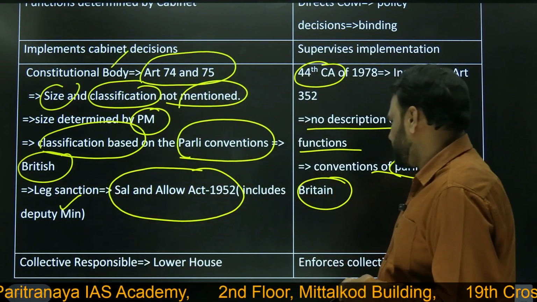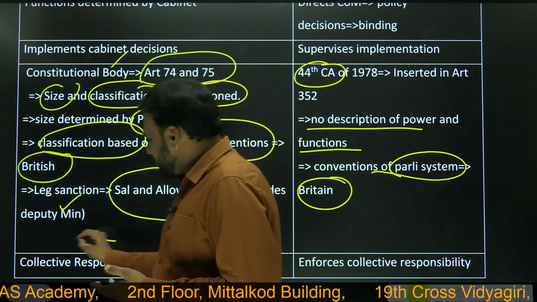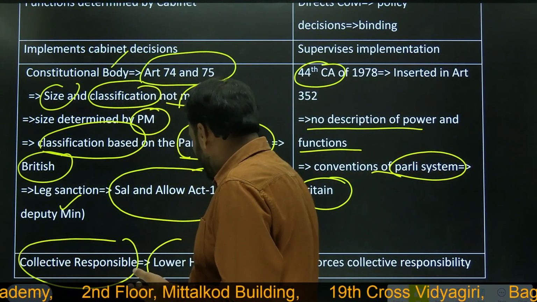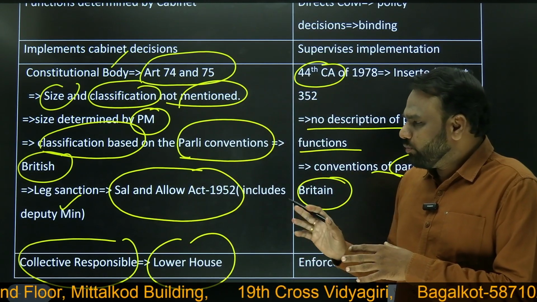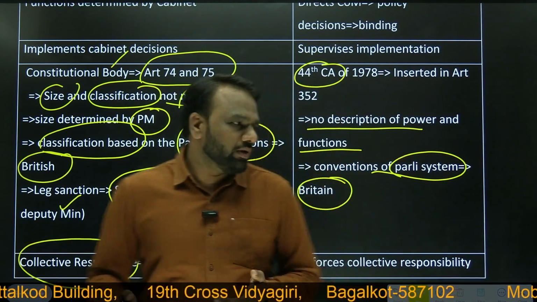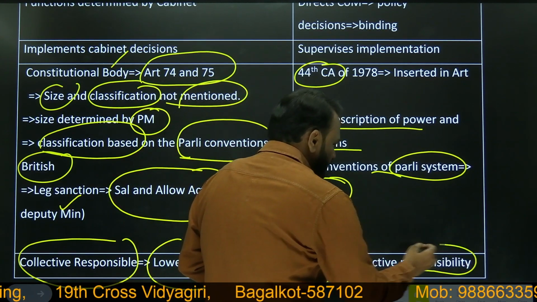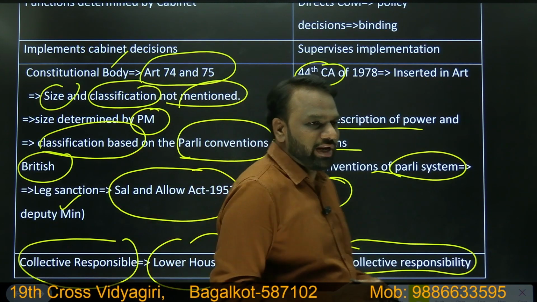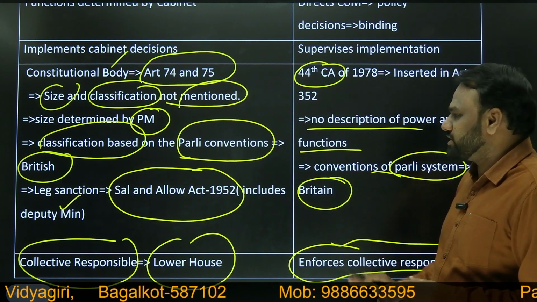Next, we have seen that the council of ministers is collectively responsible to the lower house, that is Lok Sabha. Okay, Lok Sabha. So Lok Sabha can remove the council of ministers if they are not functioning properly according to the wishes of Lok Sabha. Next, it enforces collective responsibility. The cabinet enforces collective responsibility by ensuring that all the ministers are working as per the directions of the cabinet.